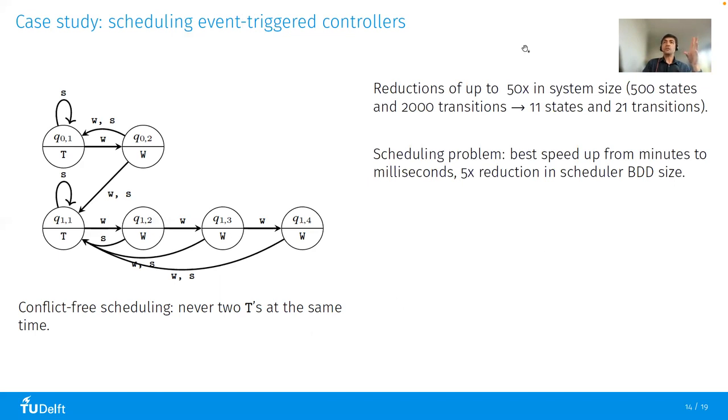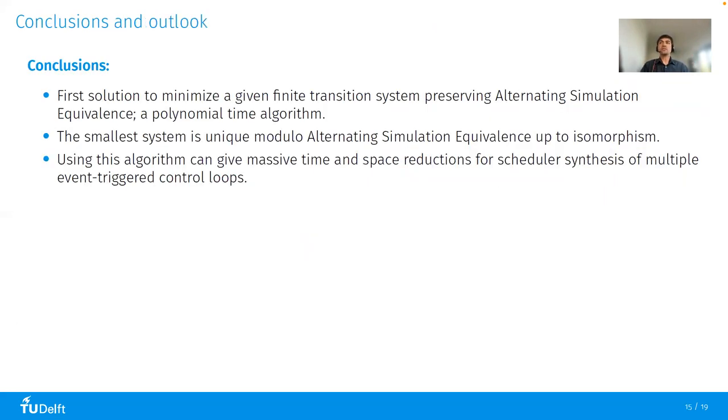We implemented our algorithm and we obtained reductions of up to 50 times in system size. So we got an abstraction of an ETC system that had 500 states and 2,000 transitions, and it was equivalent to a system with only 11 states and 21 transitions. And the scheduling problem in some cases, if we had 6 of these plants trying to be scheduled simultaneously, we got a speed up from 15 minutes approximately to only milliseconds on solving the scheduling problem. And in some cases, a 5-fold reduction in the scheduler BDD size. So this shows the practical relevance of this algorithm.